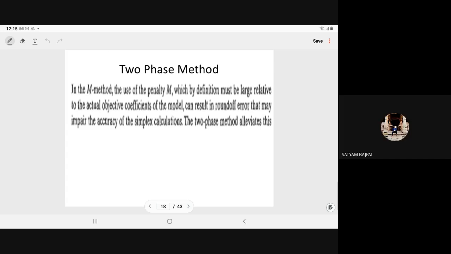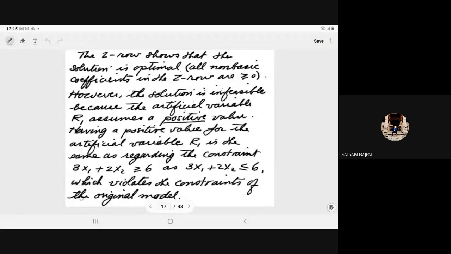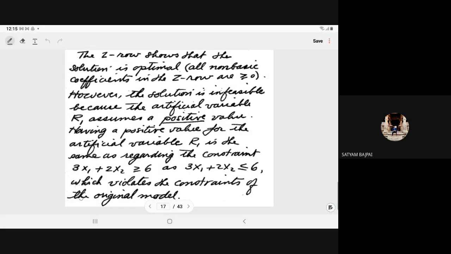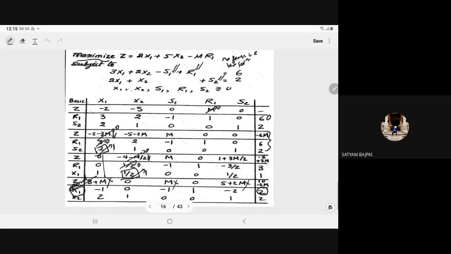Sir, clear? R1 being positive is the problem here, right? R1 should be at 0 level. Then it has a solution. Now please listen carefully. I have said R1 should be at 0 level. Presently it is at the positive level, right?